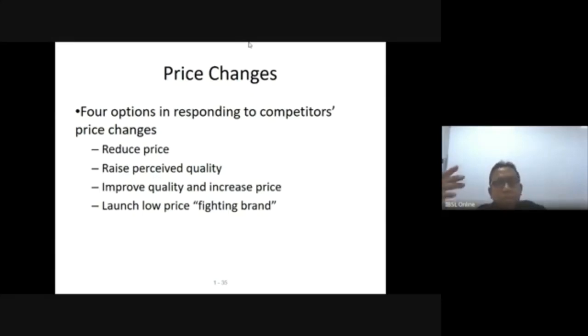So depending on the competitors' price changes, you have various options. You can reduce price, or without reducing price, you can raise the quality of the product, and when you improve quality, increase the price, or launch a low-price fighting brand. That's what Anchor did in order to fight low-priced Luxspray. They launched Ratti as a fighter brand. So Anchor Milk, Fonterra, didn't reduce the price for Fonterra brand products, but they came up with a fighter brand called Ratti to compete with the Luxspray brand.